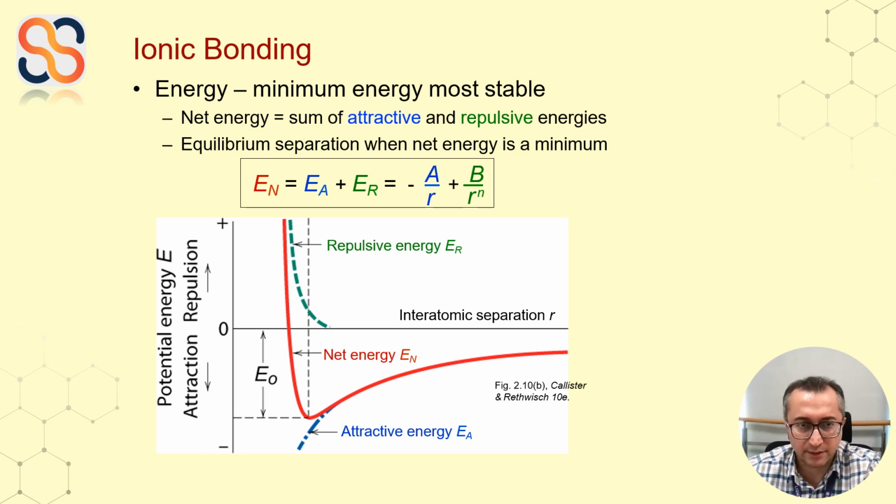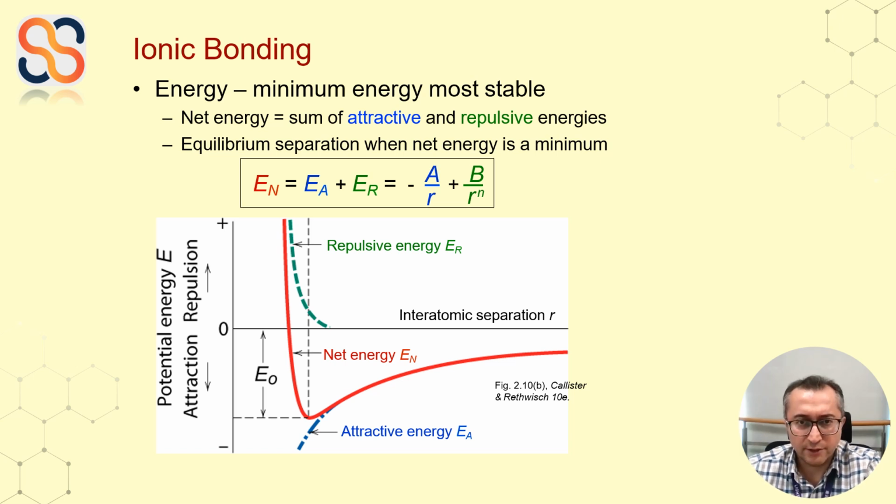between the ions. The net energy of an ionic bond can be understood as the sum of two types of energies. Attractive energy, denoted E sub A, which arises from the attraction between the positively charged cation and the negatively charged anion.